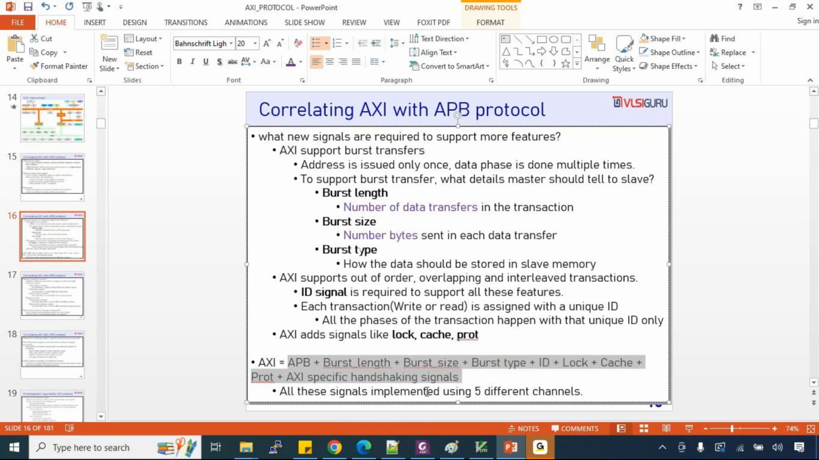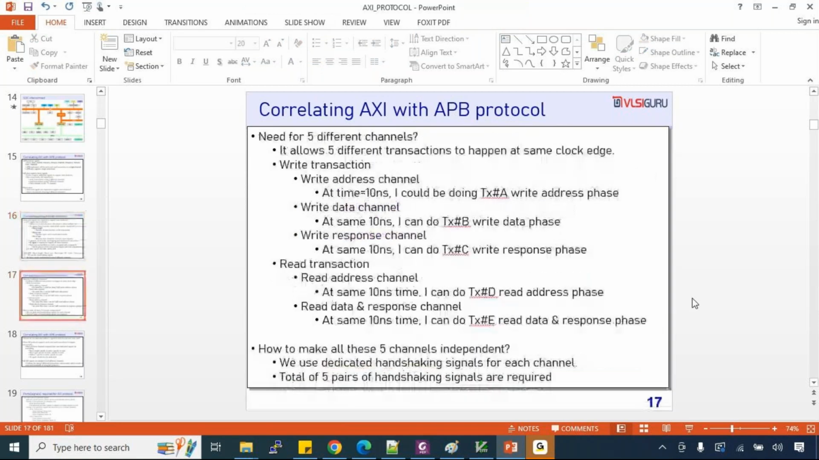All these signals are implemented using 5 different channels. Okay. Again, I'm telling you, don't literally equate AXI channels with TV channels. The concept is what you have to correlate. Having channels in the TV allows you to watch different programs at the same time. In the same way, having different channels in AXI allows you to do multiple transactions concurrently. What is the need for 5 different channels? Let's try to understand. It allows different transactions to happen at the same clock edge.